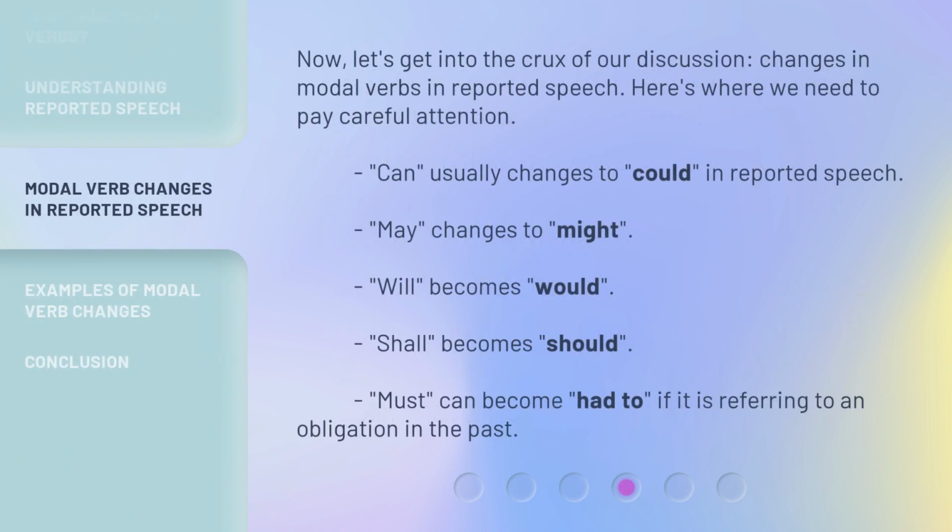Now, let's get into the crux of our discussion: changes in modal verbs in reported speech. Here's where we need to pay careful attention. Can usually changes to could in reported speech. May changes to might. Will becomes would. Shall becomes should. Must can become had to, if it is referring to an obligation in the past.